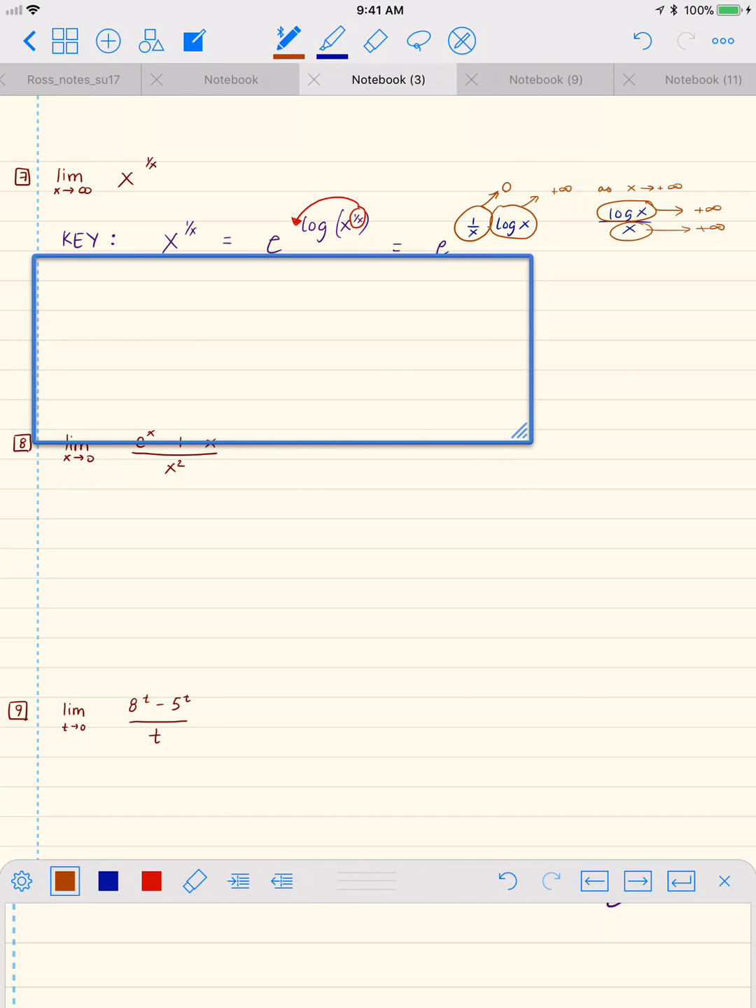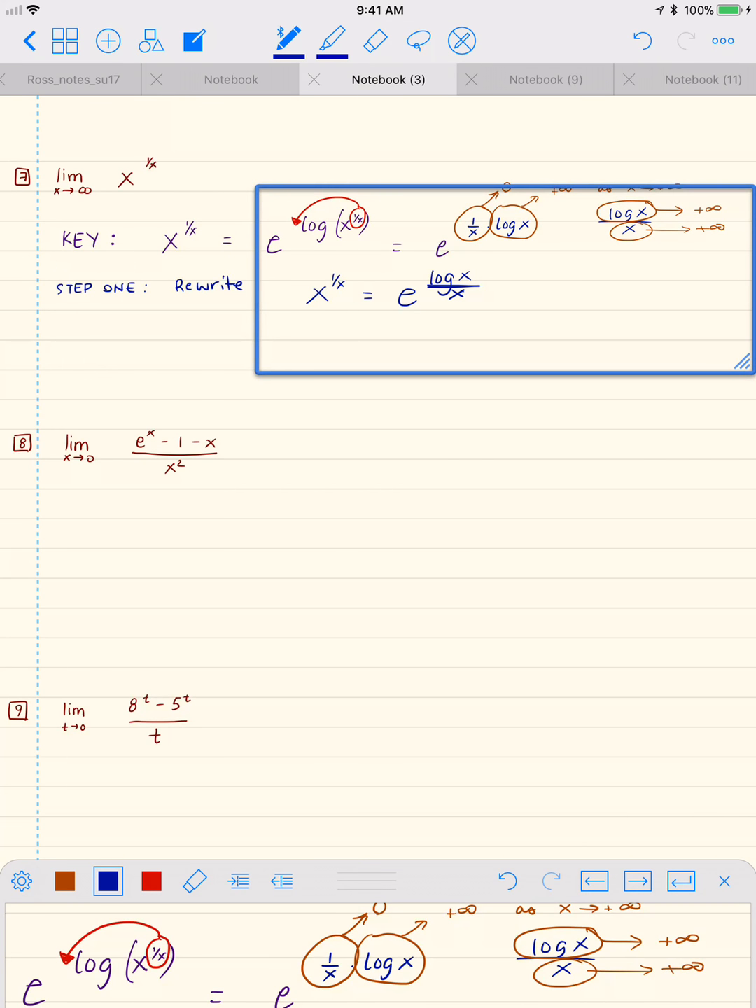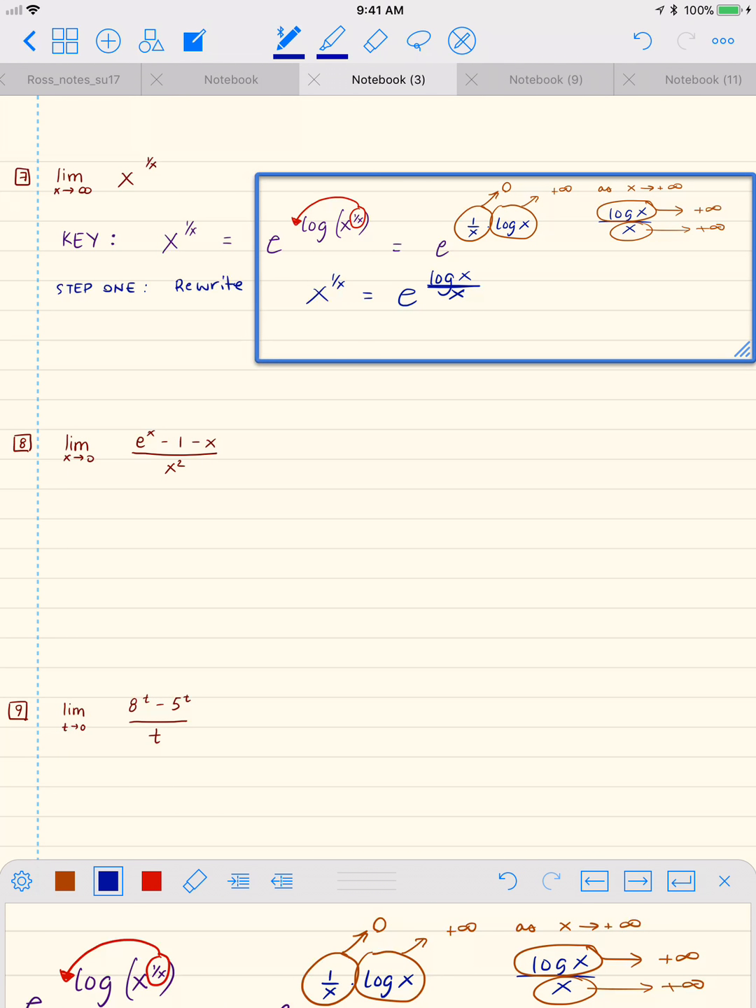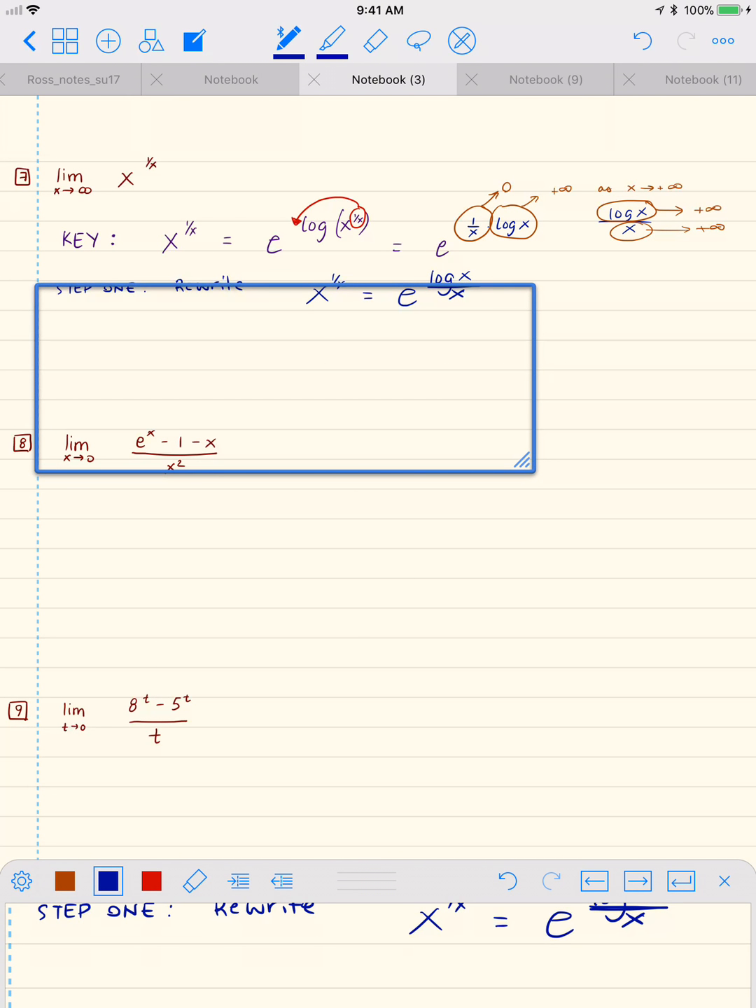So we're going to say step 1 is to rewrite like so. So we'll say x to the 1 over x is equal to e to the log x over x. Okay? So remember that exponent 1 over x times log x is the same as log x over x. So that's our step 1.